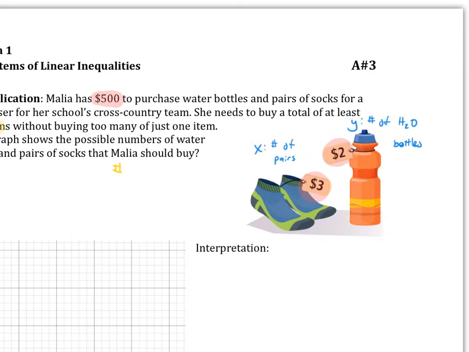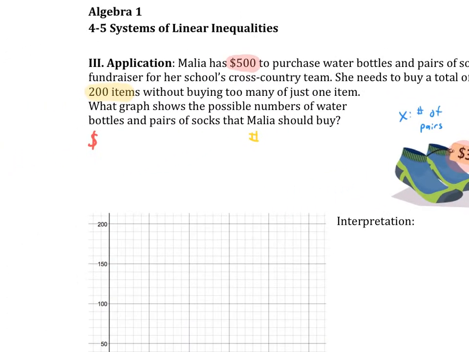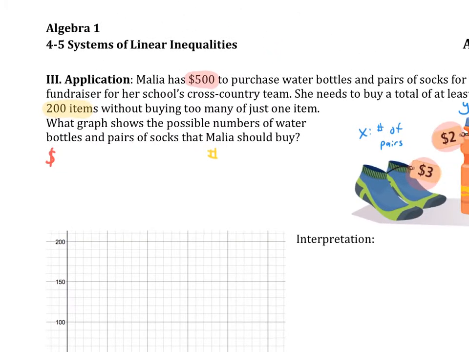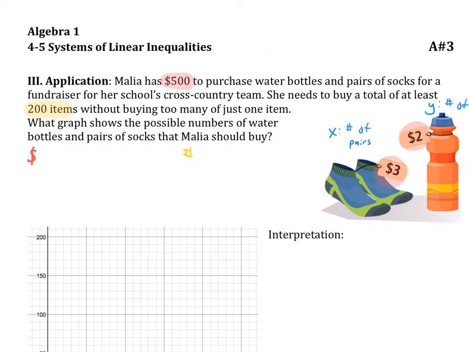I'm avoiding the S for socks because my S looks like 5s, although you could have done P for pairs of socks and W for water bottles. All right, so let's see. For dollars, well, we know that if you buy a pair of socks is $3 times the number of socks. That'll tell you how much money you've spent on socks. Next, we're going to add that to how much money we've spent on water bottles, so 2Y.